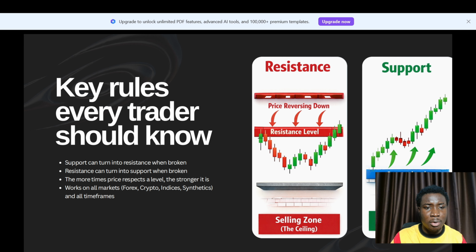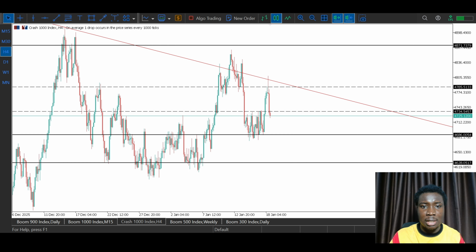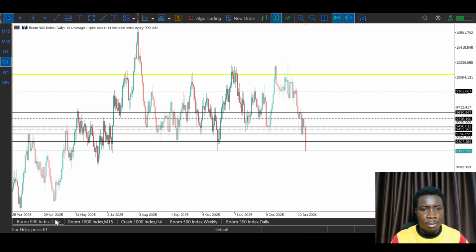I'm going to give you a typical illustration of marking out your support and resistance. Let's look at which market I traded today. Let me just talk about a market I traded today. So I'm going to open a new chart.